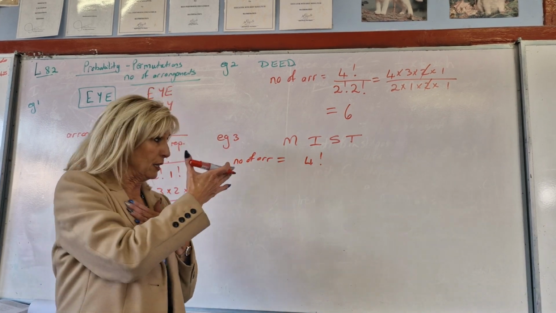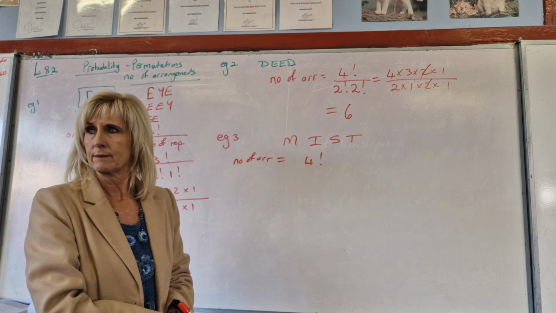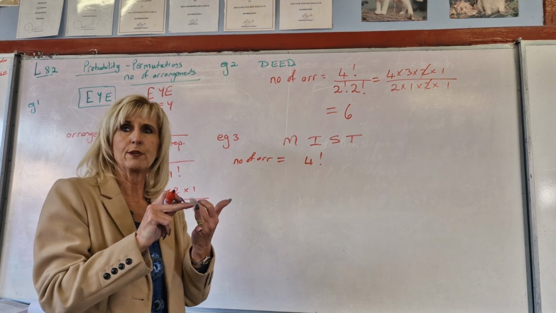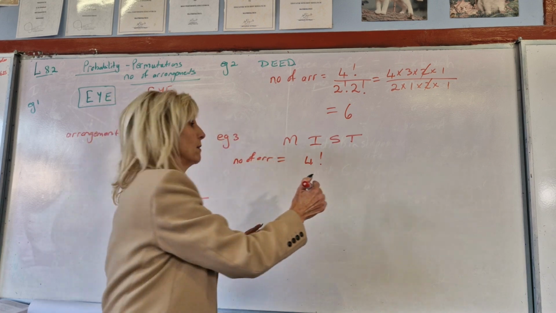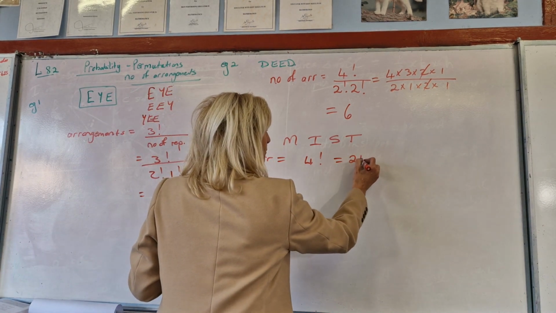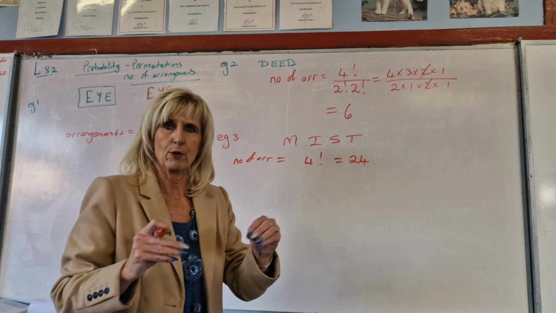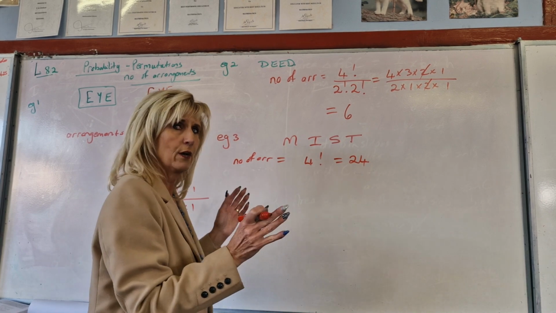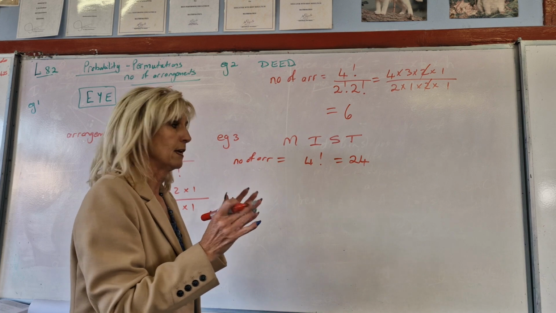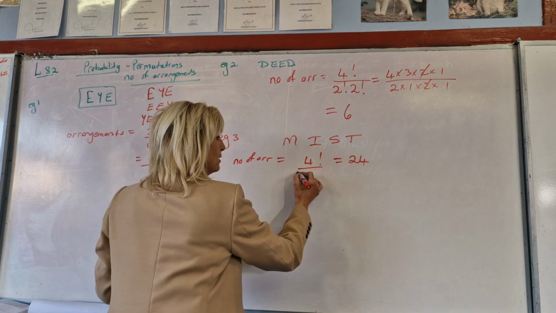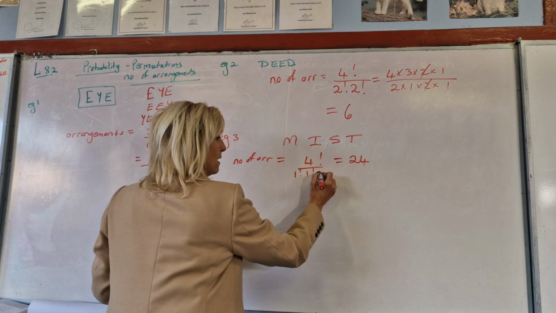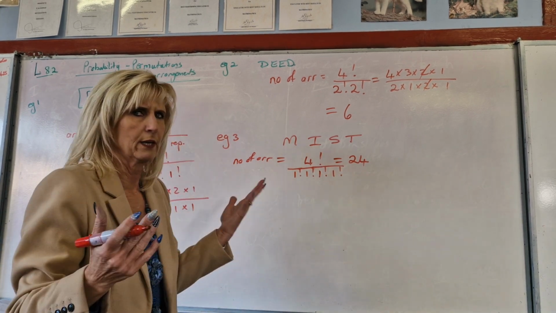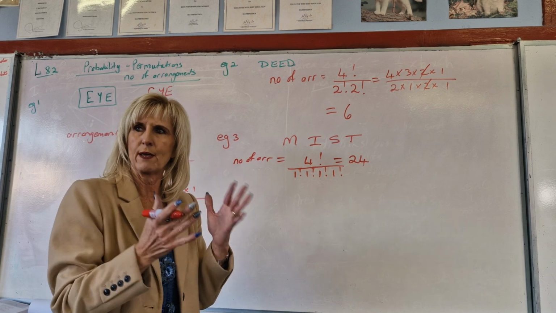Can you leave it in 4 factorial? Yeah, you're allowed to. What is the actual answer? 4 times 3 times 2 times 1, or just put it in the calculator. How much is that? 24 ways that you can put those 4 little blocks differently. 24 ways. No repetitions. If you really wanted to, you had to actually say there's one M, one I, one S, one T. Ma'am, that's stupid. Yeah, I hear you. But let's keep it all together.